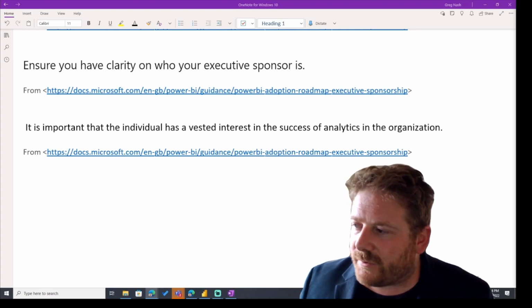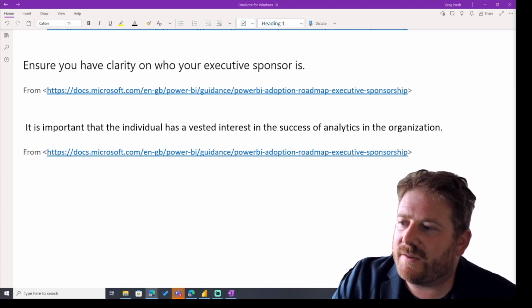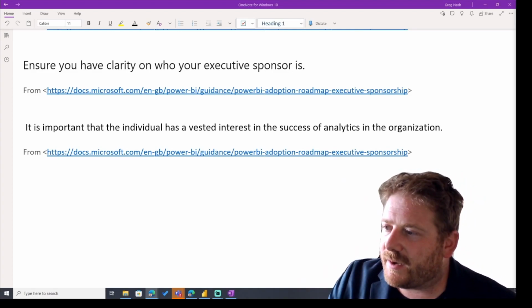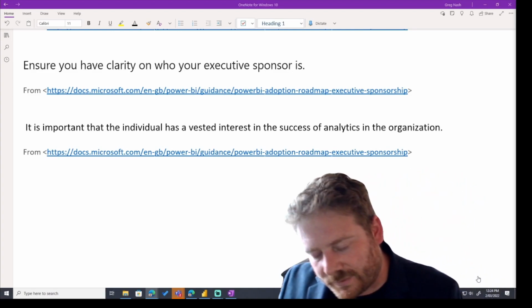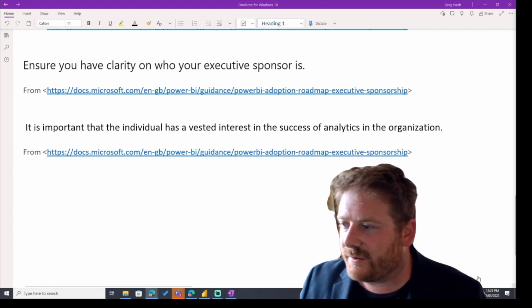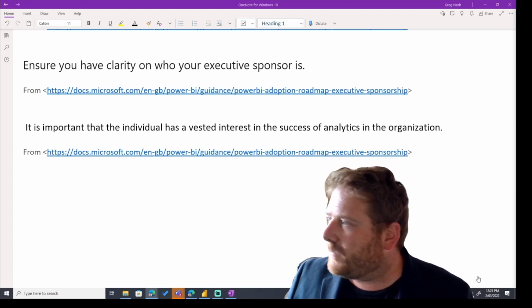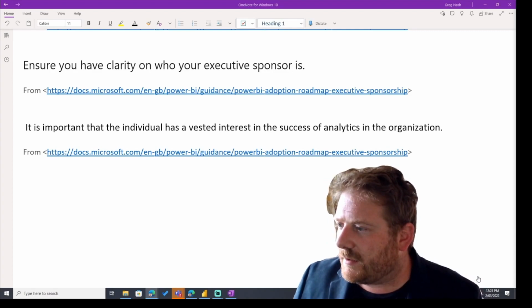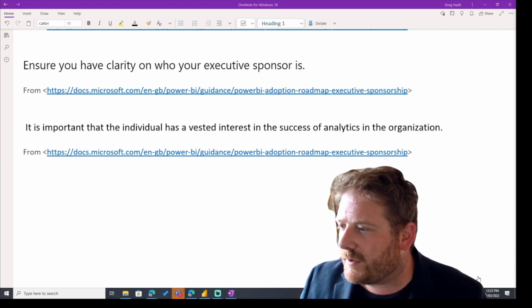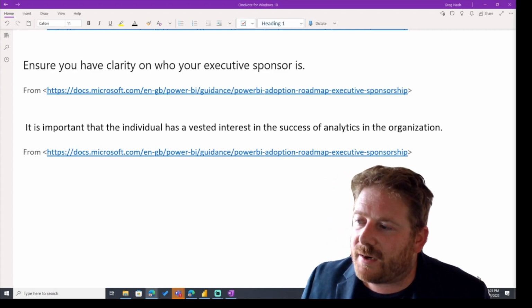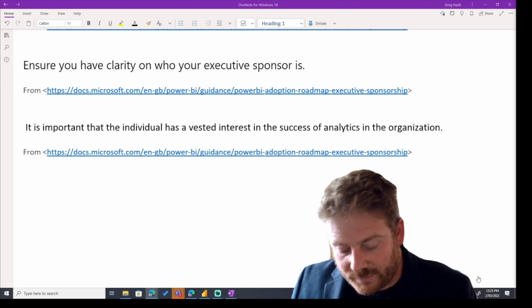Involve your executive sponsor in all strategic level governance decisions involving business intelligence and data management. So get them involved in all those decisions, of course. Involve your executive sponsor in all data culture initiatives to ensure alignment and consensus of goals and priorities.